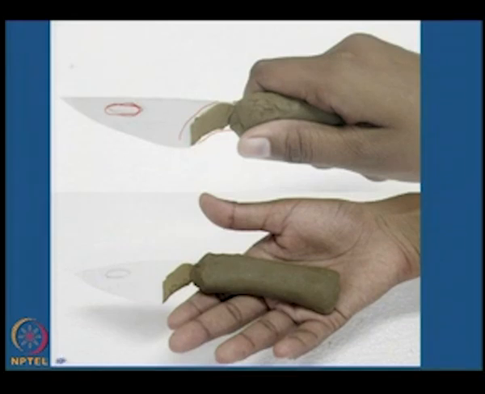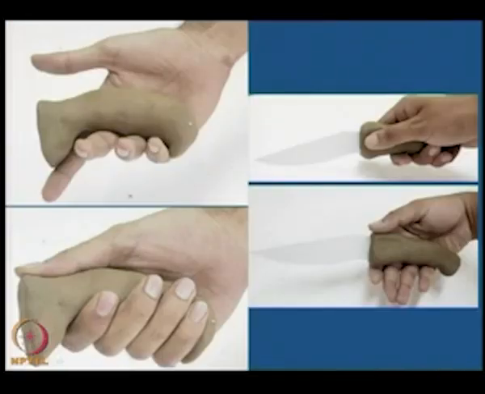Then another type of handle is like this, where the blade is something like this. So, in this version, the handle was made in this manner, considering the holding is like this.